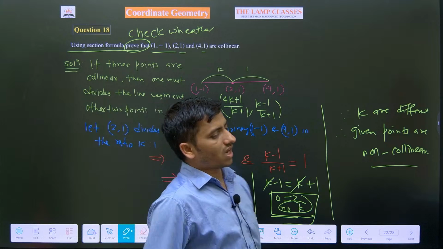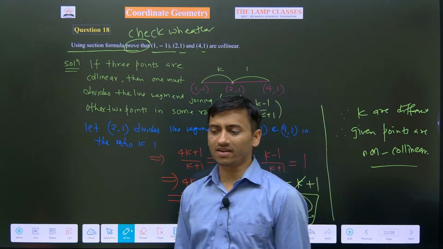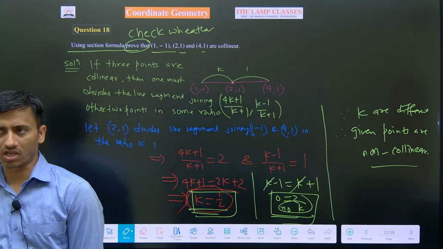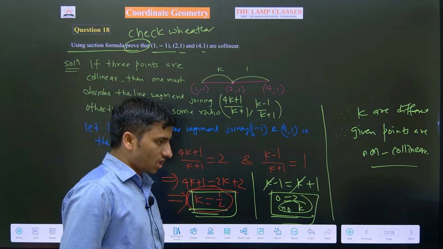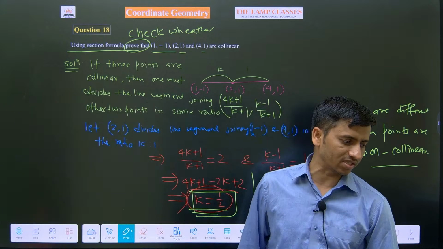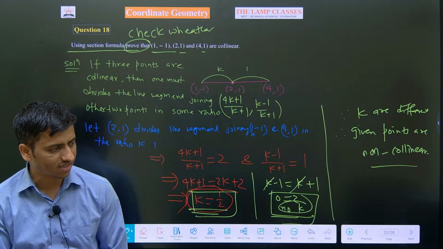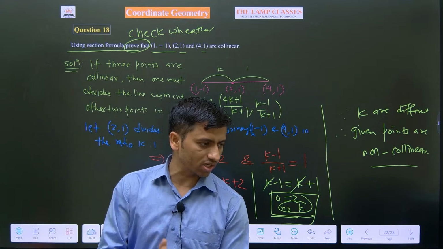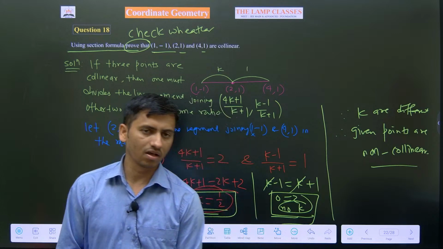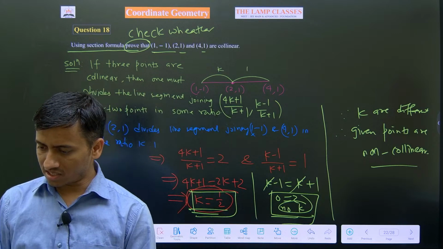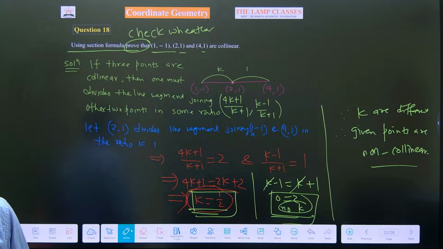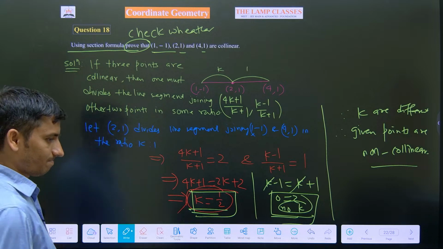Usually they will not tell you to use the section formula. They might just tell you to check whether the points are collinear. So in that case, you can apply even the distance formula and check. Now, if they give you 3 points, you will calculate 3 distances there. If the sum of any 2 distances is equal to the third distance, then the points will be collinear. By using the distance formula, we can tell.